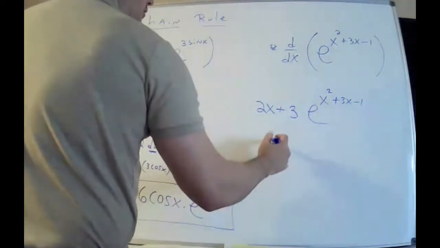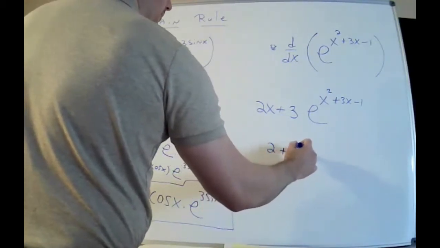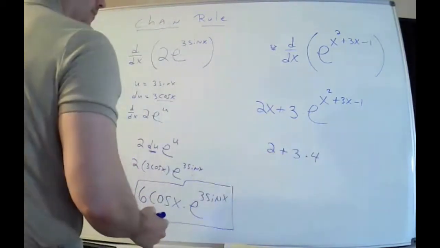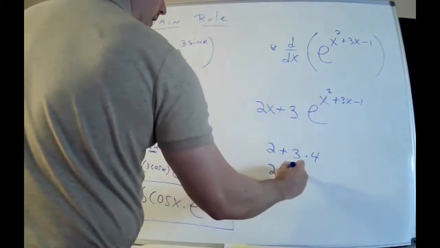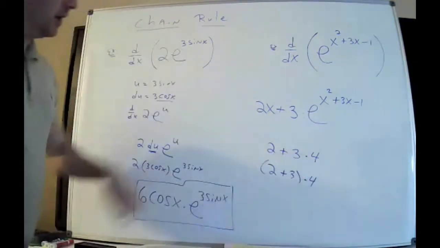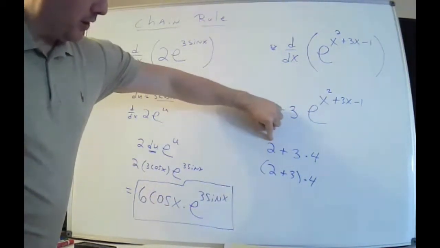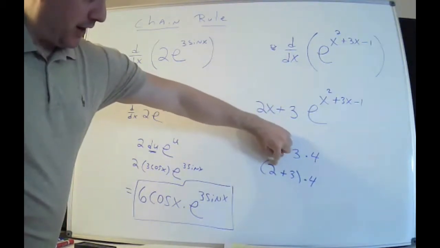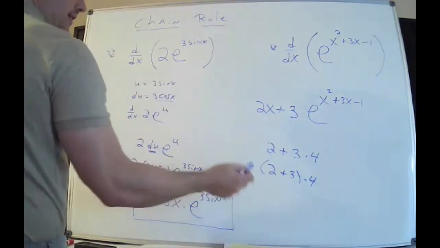So again, I remind you that if you have something like 2 plus 3 times 4, multiplication goes first, right? 12. 12 plus 2 is 14. Here, parentheses go first, right? 5 times 4 is 20. These are not the same. They don't mean the same thing.